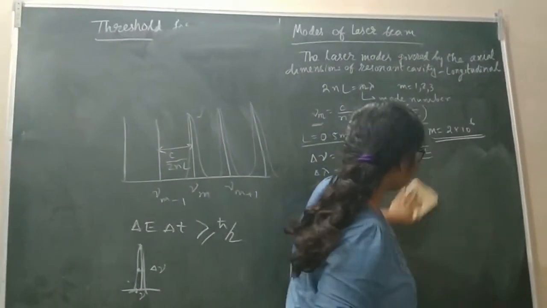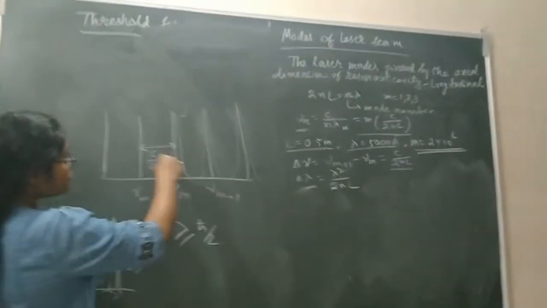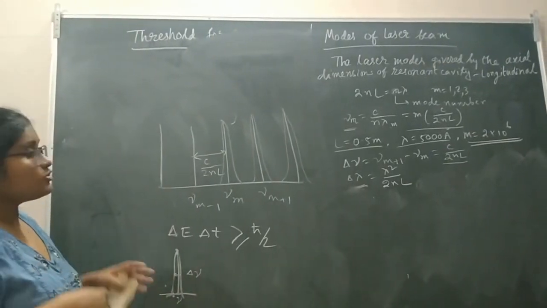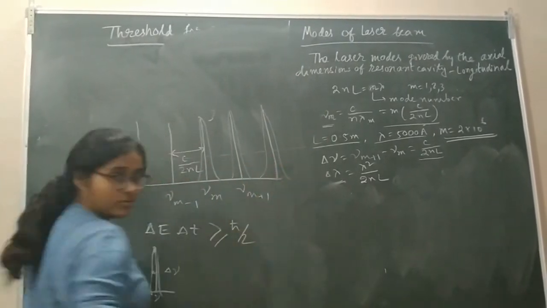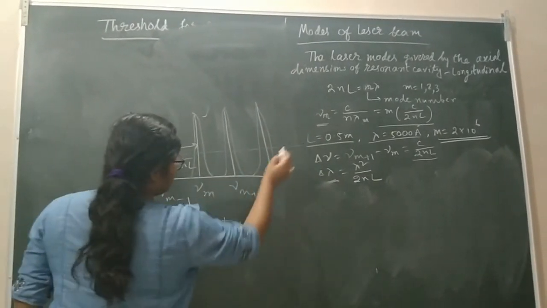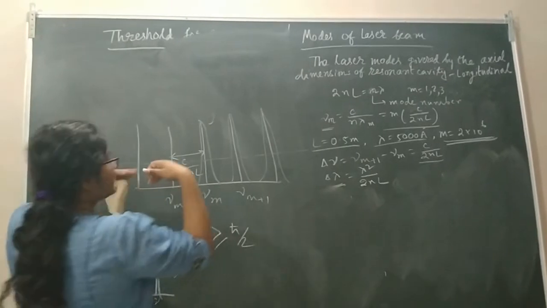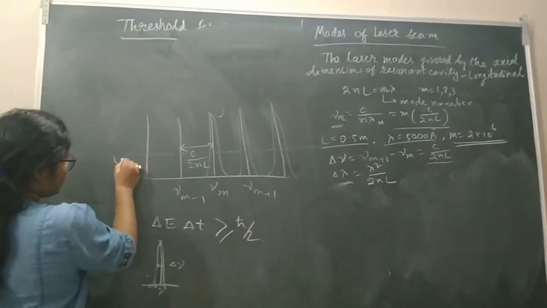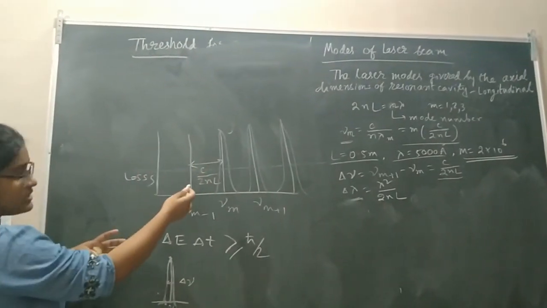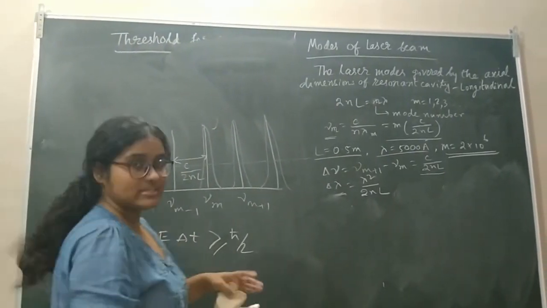Now, which kind of modes can contribute to the laser? Those modes which have gain greater than loss can develop and contribute to the laser. Suppose this is the gain, and this is the loss profile, and you have these modes. Only those modes whose gain is greater than the loss line can develop inside the laser medium, and contribute to the laser frequencies or laser output.